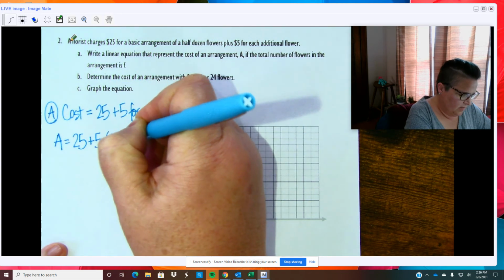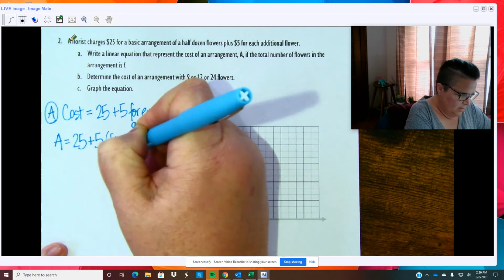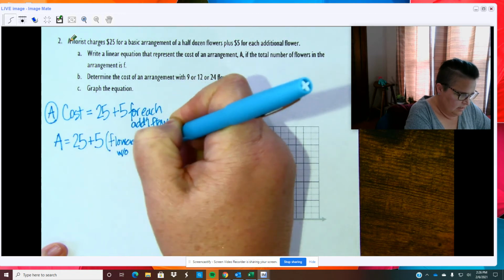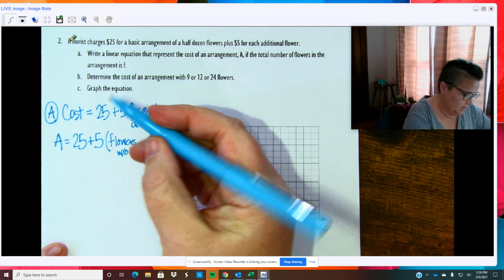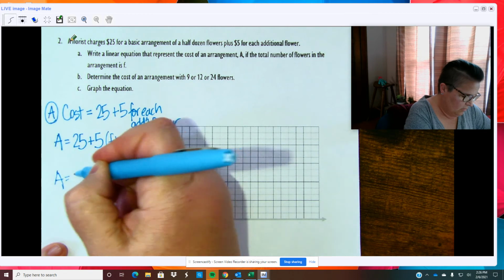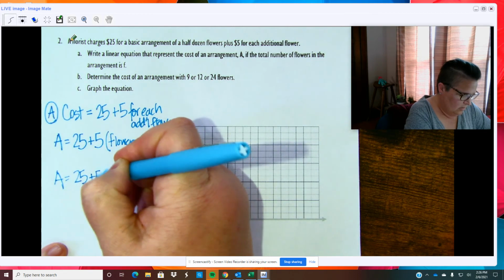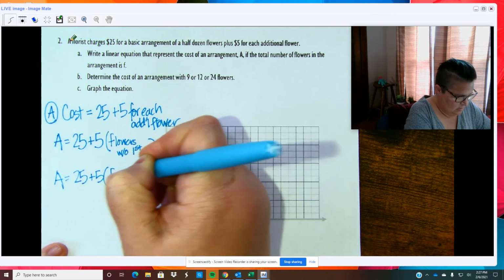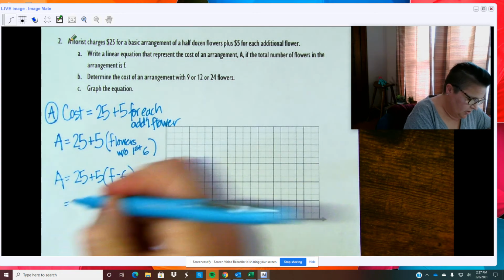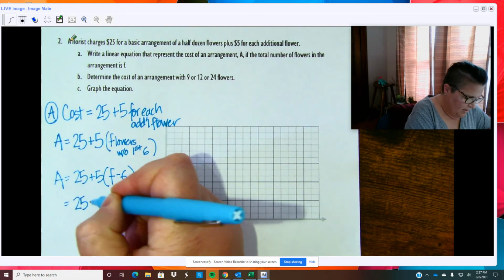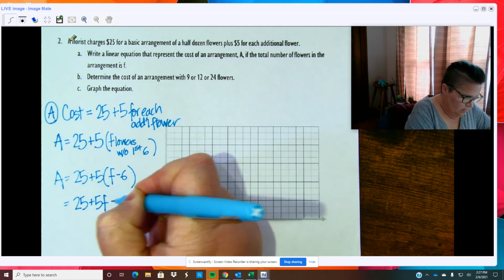So that would be flowers without the first 6. And since the total number of flowers in the arrangement is F, okay, I like it so far. Now I want to simplify this linear equation. So I'm going to do 25 plus 5F minus 30.